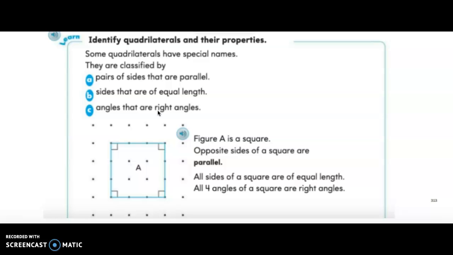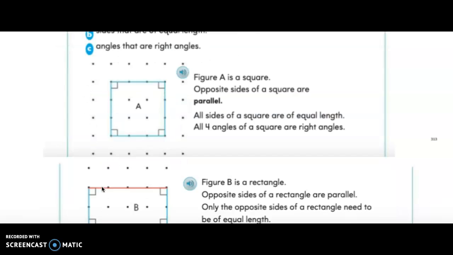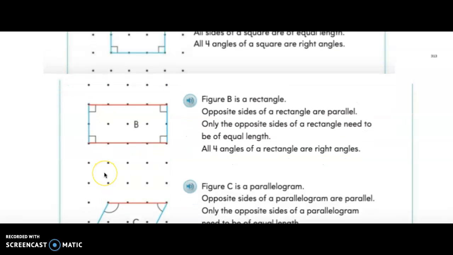Now, all sides of a square are equal length. We know this because we've talked about this a lot throughout the year. And all four angles of a square are right angles, okay? Again, we can tell that because of these squared corners where the angle is. Let's move to figure B.